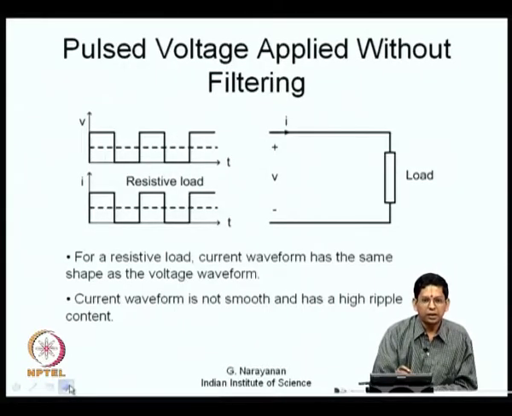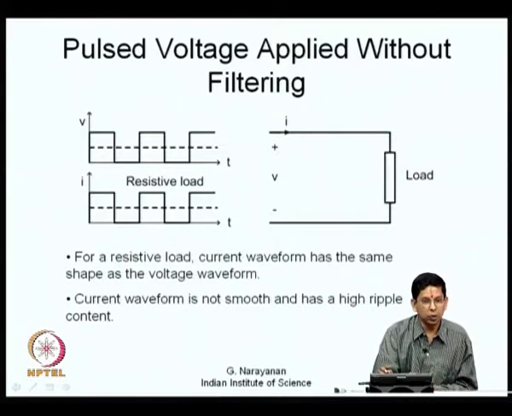Now, let us say a pulsed voltage is being produced by a network of switches. There is a DC source available and there is a network of switches. So, by switching this, you are able to produce a voltage waveform like this. This voltage waveform is being applied to a load. Now, this load could be resistive.